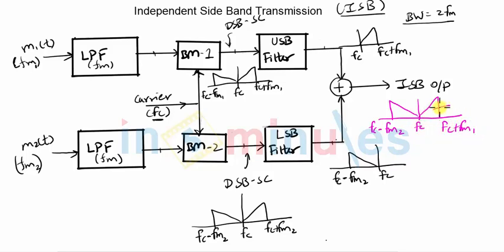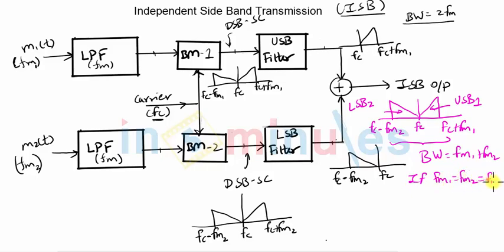So you can see that the upper sideband, I'll call it upper sideband 1, will correspond to the first modulating signal, and the lower sideband will correspond to the second modulating signal, I'll call it LSB2. The total bandwidth of this signal will be nothing but FC plus FM1 minus (FC minus FM2), so that will come out to be FM1 plus FM2. So let's say we have a case where FM1 and FM2 are exactly the same, equal to FM, then my bandwidth will turn out to be twice FM, which is exactly the same as the bandwidth of a DSB signal coming out from one modulating signal.